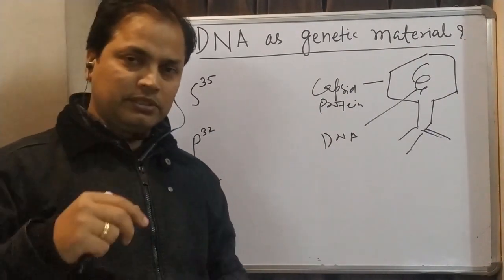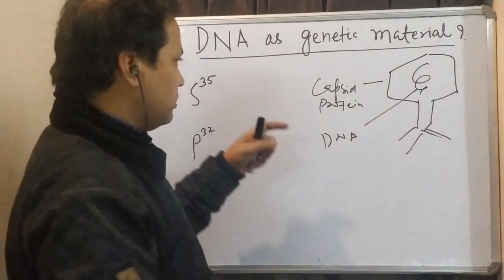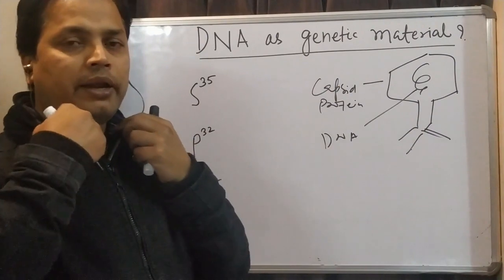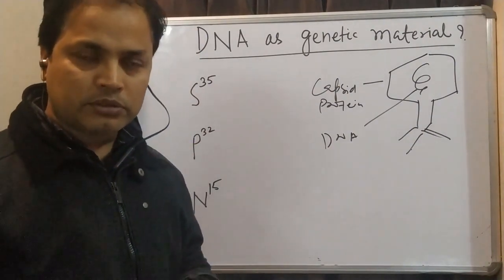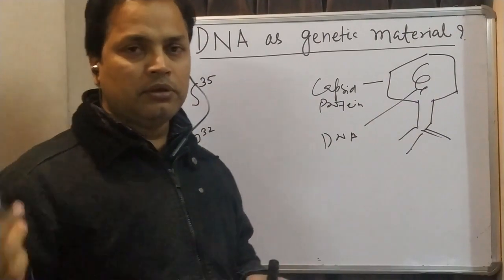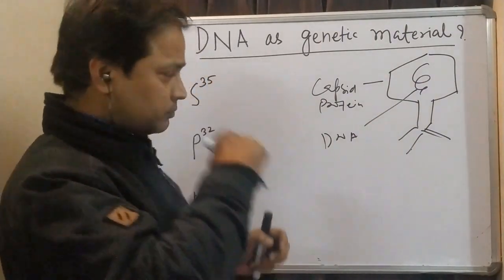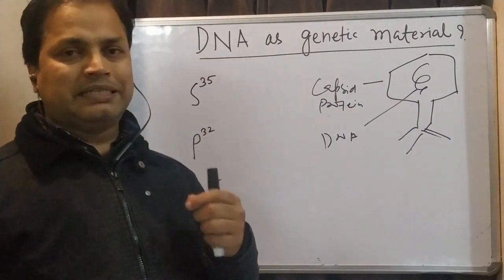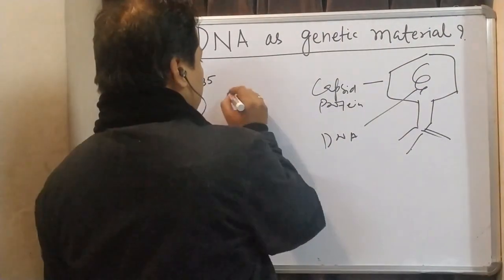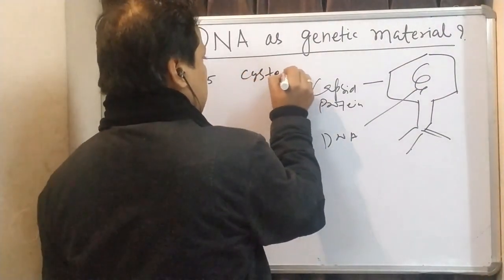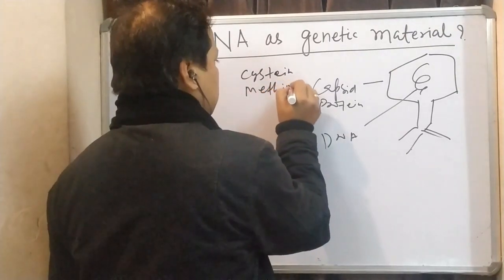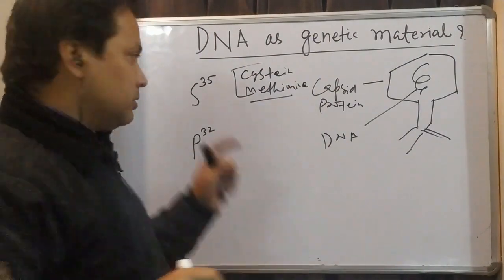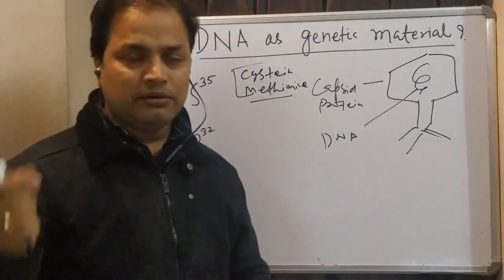phosphorus. You have seen in the structures, you know that proteins are composed of amino acids, and we have roughly 20 amino acids. Two new amino acids have been added there. One is selenocysteine and the other one is pyrrolysine. So out of these 22 amino acids, 2 amino acids contain sulfur. That is cysteine and methionine. So these two contain sulfur, but this sulfur is absent in our DNA.